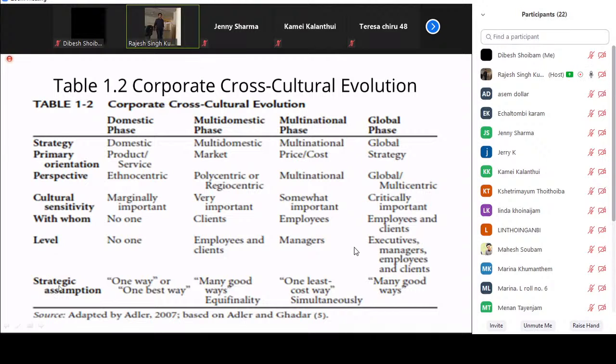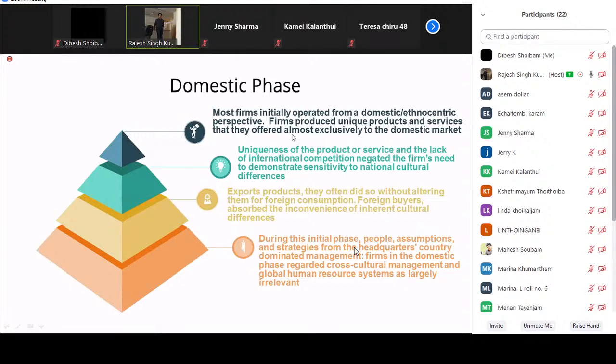So let us move on to the next slide. Every phase has been discussed here, and we'll be moving on to the other phases too. In the first phase, the domestic phase, most firms initially operated from a domestic, that is, ethnocentric perspective. Firms produce unique products and services that they offer almost exclusively to the domestic market. So when I say domestic phase, the market is domestic.